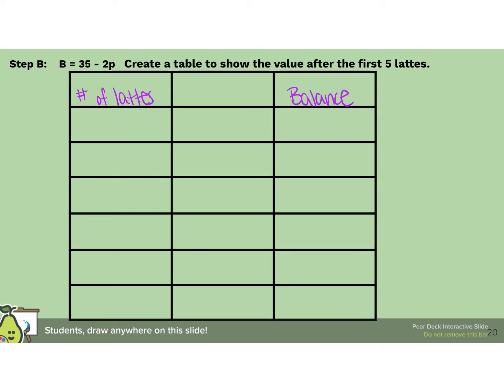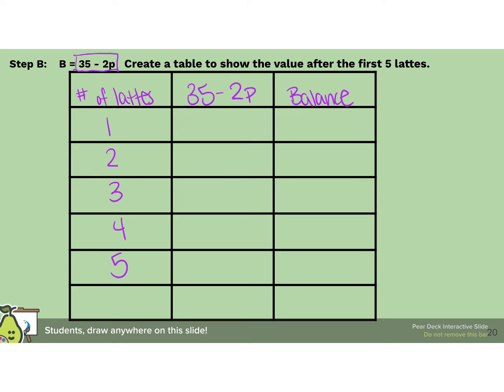What goes in the middle? Not the entire equation, but the expression, everything after the equal sign. 35 minus 2P. What is P again? They said P is the number of lattes, okay? So they're not calling it X, they're calling it P. And they want our table to be for the first 5 lattes. So we need our X values to be 1, 2, 3, 4, and 5. That extra row is there on purpose. You're going to need it.